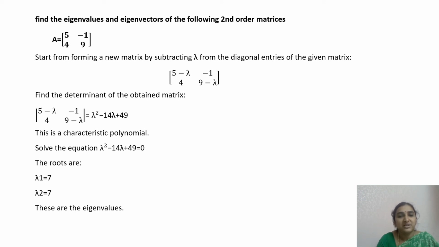The determinant value would be lambda square minus 14 lambda plus 49. This is the characteristic polynomial. Solve the equation. The roots of this equation would be lambda 1 is equal to 7 and lambda 2 is equal to 7. These are the eigenvalues.